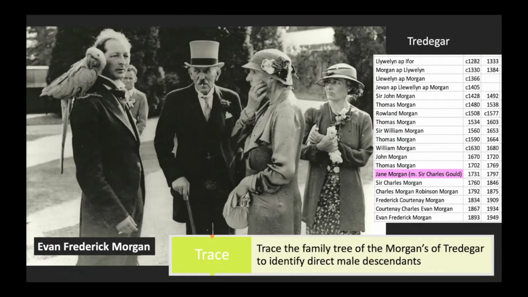Not all of us own Tredegar House, but that gives you a nice example of how it's not always illegitimacy or infidelity or a secret adoption. It can be just that the wife is of higher social status, so the husband changes his name to the wife's name.